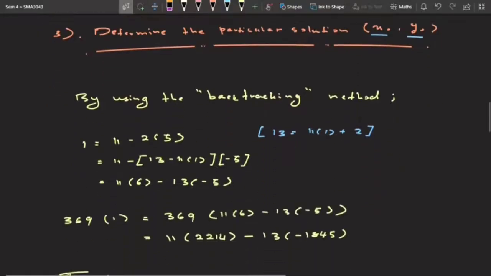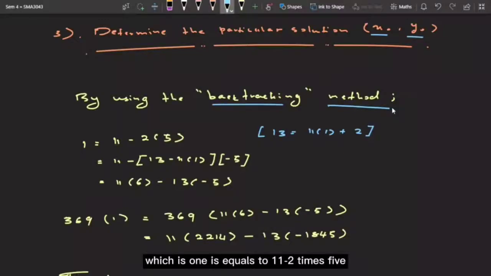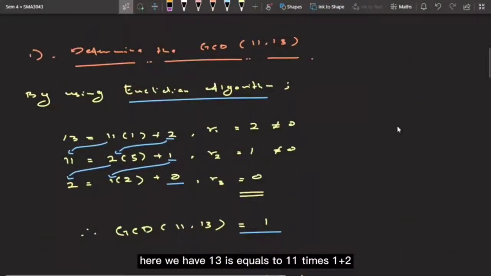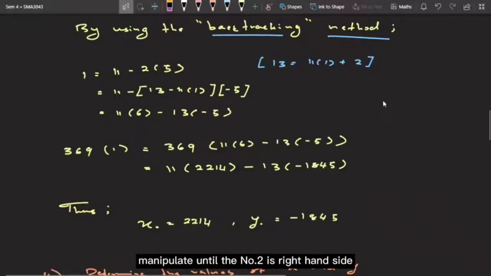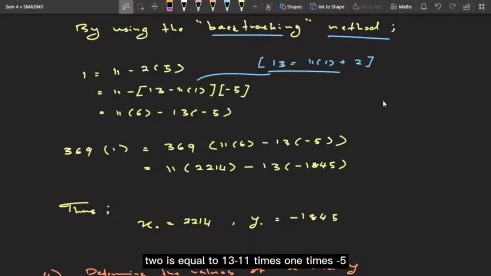So next step, we need to determine the particular solution, which is the x0 and the y0. In order for us to find a particular solution, we need to use the backtracking method. Which is 1 is equal to 11 minus 2 times 5. Now, from step 1 here, we have 13 is equal to 11 times 1 plus 2. Now we need to manipulate until the number 2 is on the right hand side. So we will get 2 is equal to 13 minus 11 times 1, times negative 5.